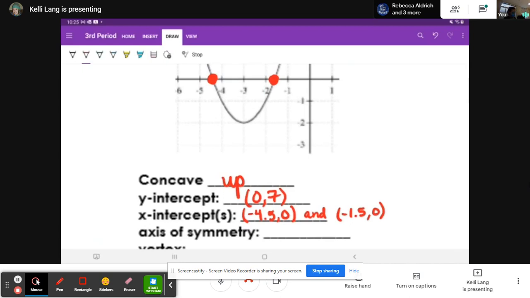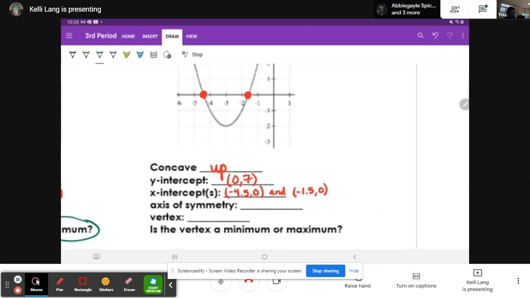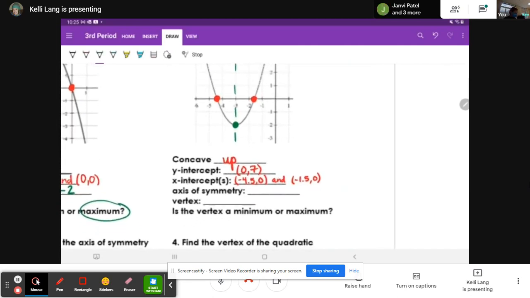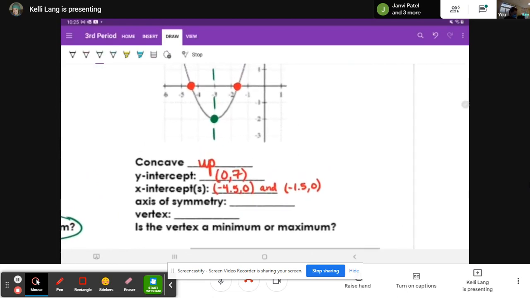All right, time for the axis of symmetry and the vertex. My vertex is this point right here. The axis of symmetry is the vertical line that cuts right down through it, right down through the middle of my parabola. The vertex point is (-3, -2). Your axis of symmetry has to match the x value of the vertex, so that'll be x equals -3. And since this vertex is at the bottom of the graph, that makes it a minimum.